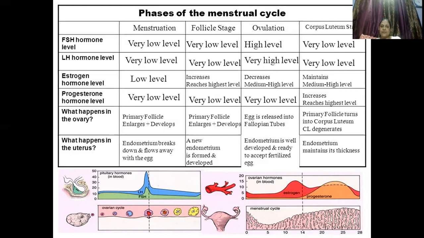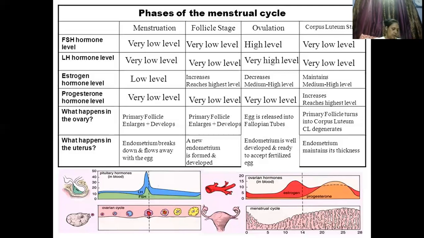But what happens within the uterus? Here you can see in the corpus luteum stage, the endometrium maintains its thickness. That means the inner lining of the uterus is thickened up so as to accept the embryo.